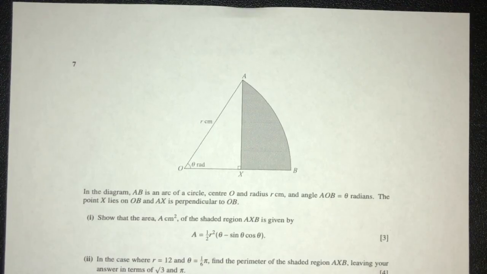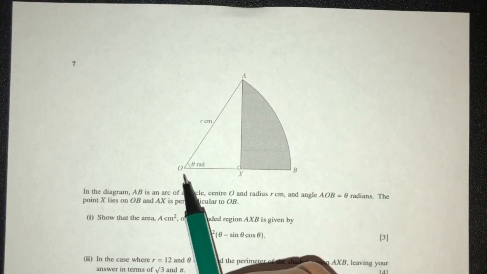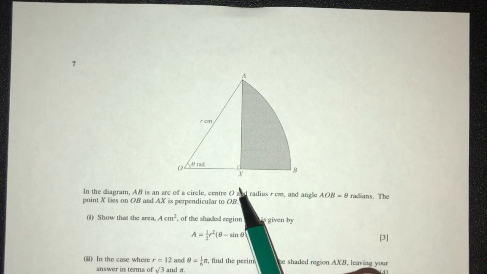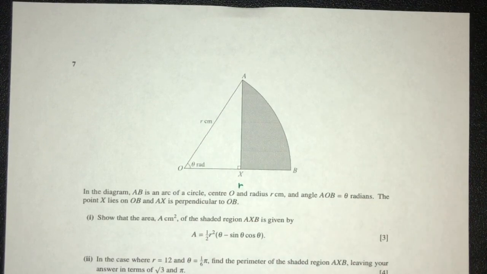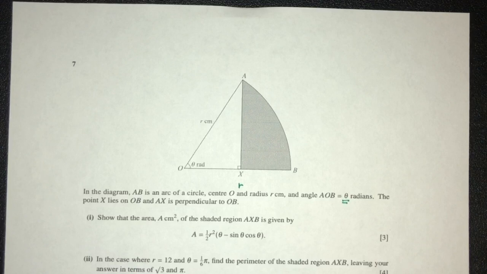So moving on to the next question. In this diagram, we have AB as an arc of a circle, this one right here. Now the center is O and the radius is R. So this is R. Well, this will also be the radius, right? Because they are radii, and with the arc, this will be a sector of a circle. Now the angle OAB is theta radians. So the angle right here is theta.